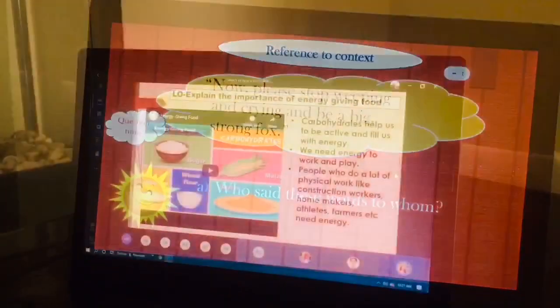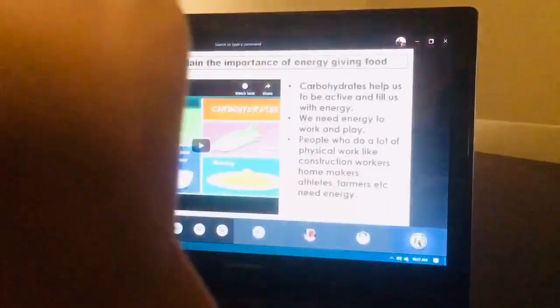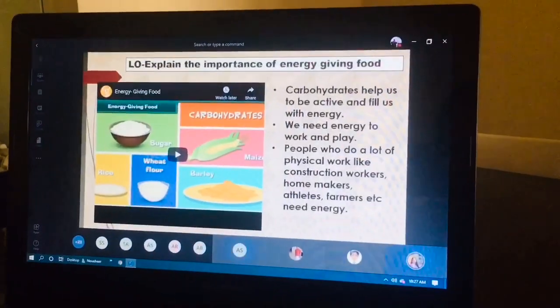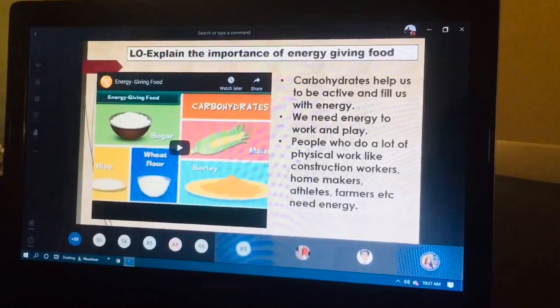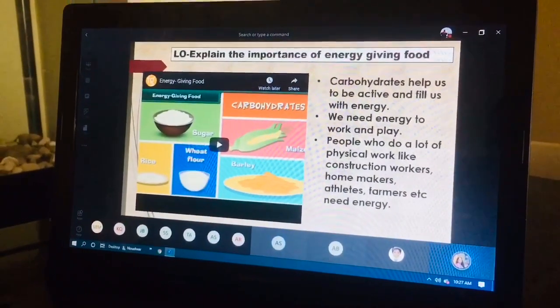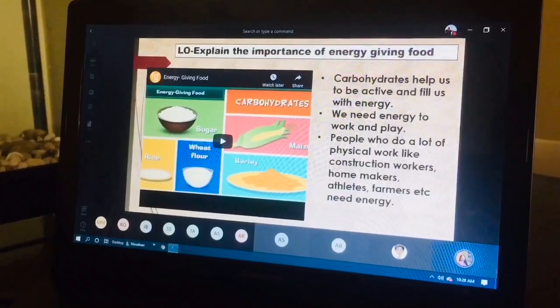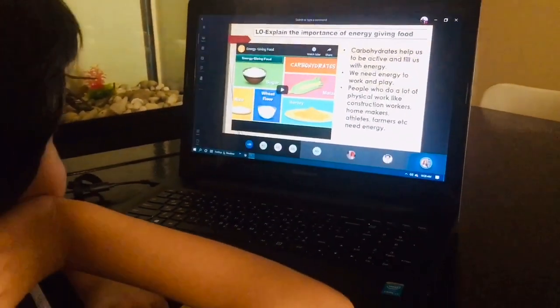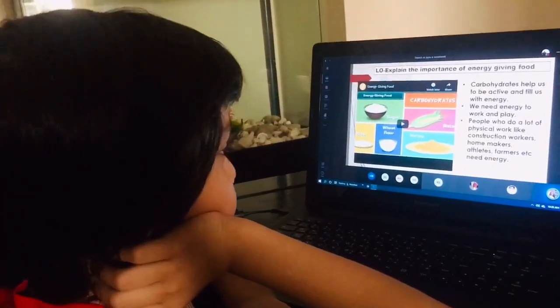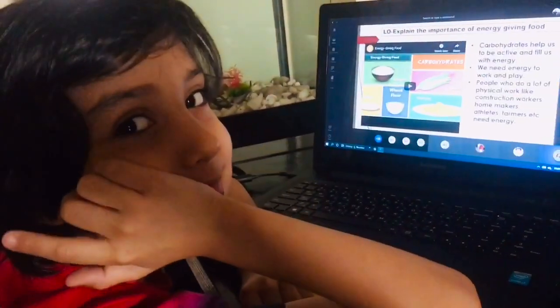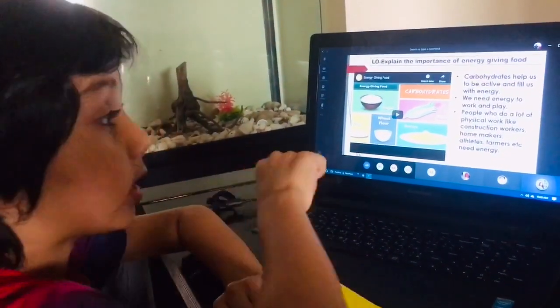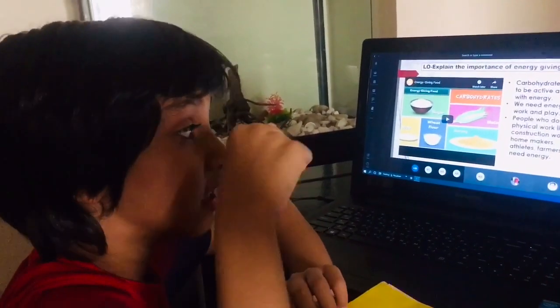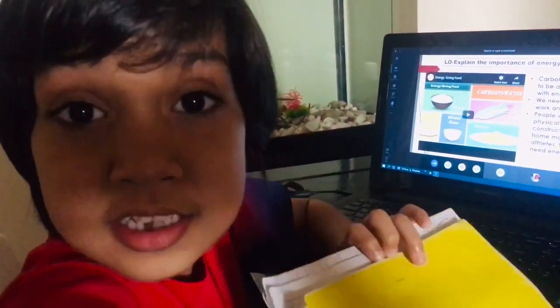Us very active and fill us with energy, and we need this energy to work and to play. People who do a lot of hard work, physical work, like those who work in the construction industry, or homemakers like your moms, athletes, farmers, they all need lot of carbohydrates because they need lot of energy and they do a lot of physical work.